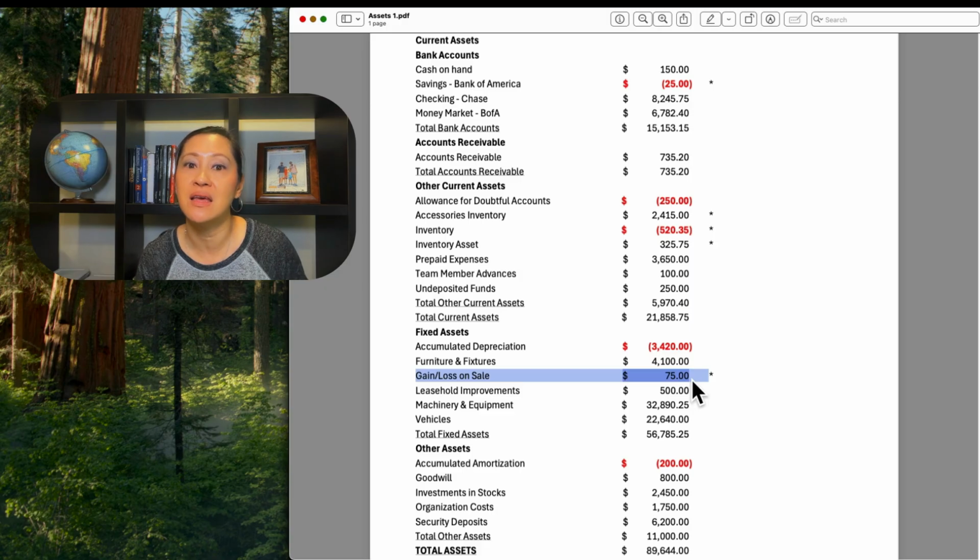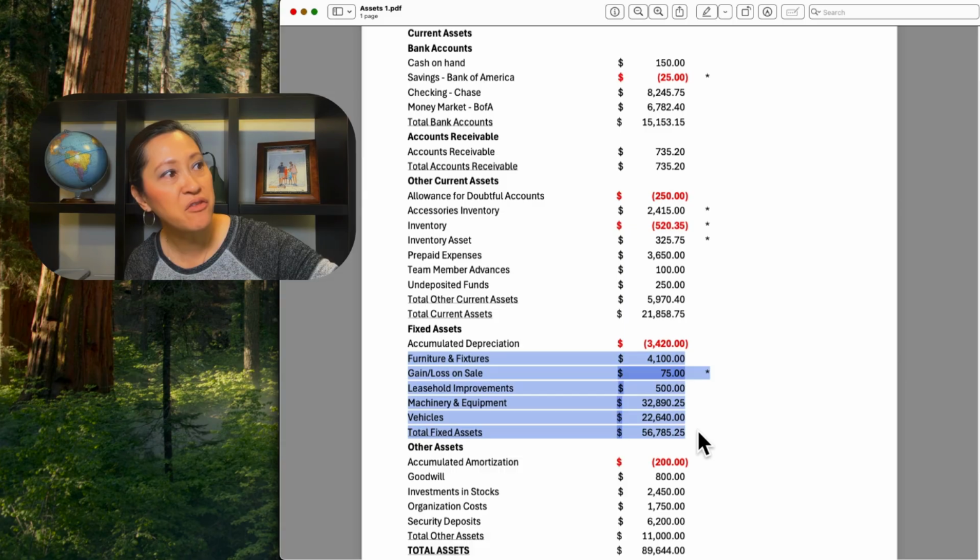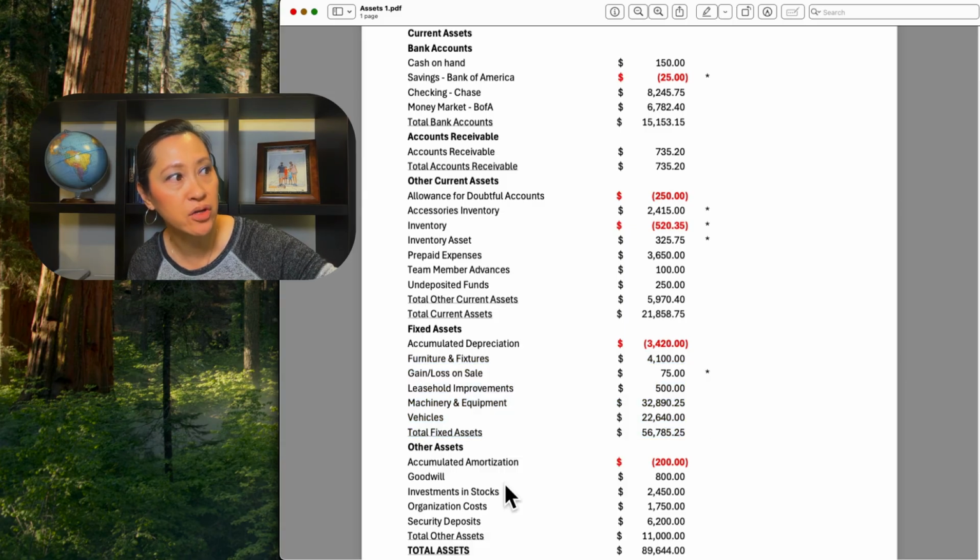Ideally, we split it like this. Gain on sale goes under other income and loss on sale goes under other expenses. Seeing it in the fixed assets section tells me there's either a mistake in the account type or a posting error. I'll need to fix it so it appears on the income statement instead. Other than that, everything else in the fixed assets section looks good.